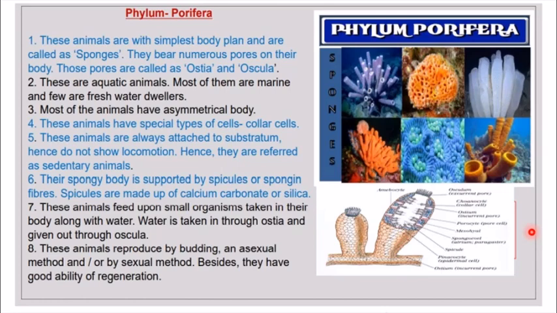Also, there is a special type of cell called the collar cells. This is an example of collar cells. Here you can find these small structures inside. These are called the collar cells. These are flagellated cells. You can find these small lines present here. These are the flagella, which is why they are called flagellated cells, and they are like a collar, so we have given the name collar cells.